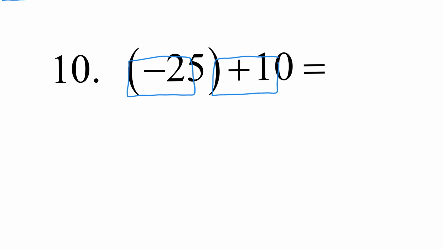So when you guys subtract biggest minus smallest, 25 minus 10, that's going to be 15 right here. And you guys keep the sign of the biggest number. And the biggest number is 25. So it's negative. So we have a negative 15 for our answer.